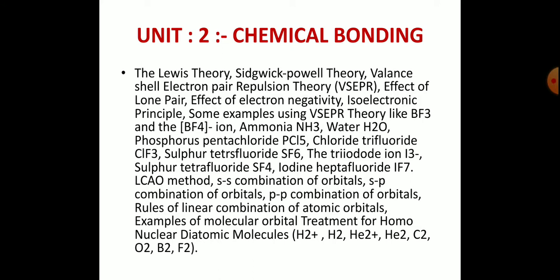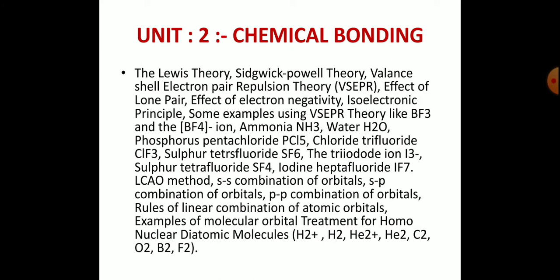Some theories you already studied in 12th science. So once again we repeat unit number 2, that is chemical bonding. The topics are the Lewis theory, Sidgwick-Powell theory, valence shell electron pair repulsion theory, also known as the VSEPR theory, effect of lone pair, effect of electronegativity, isoelectronic principle.